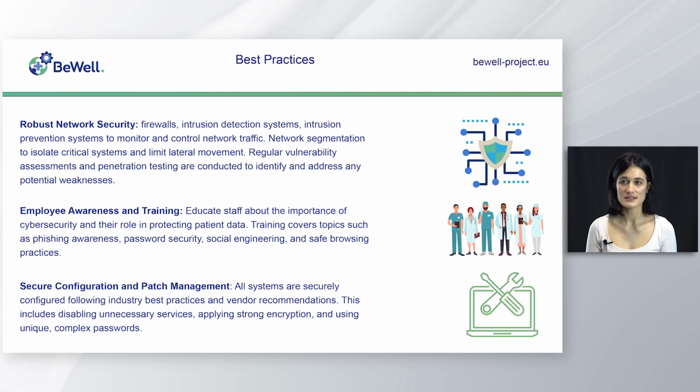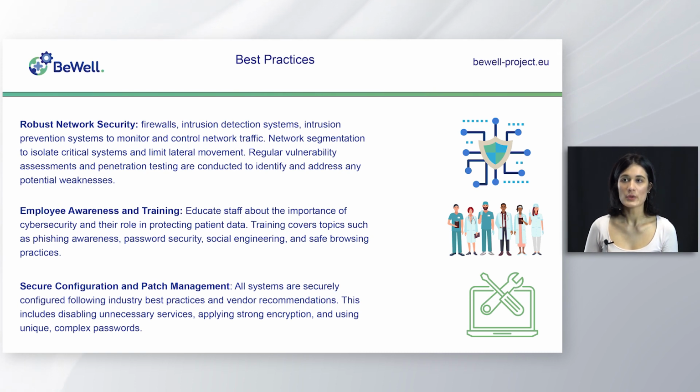The best practices the hospital can follow are: 1. Robust network security. The hospital network has implemented robust network security measures to protect against unauthorized access and data breaches. This includes using firewalls, intrusion detection systems, and intrusion prevention systems to monitor and control network traffic.